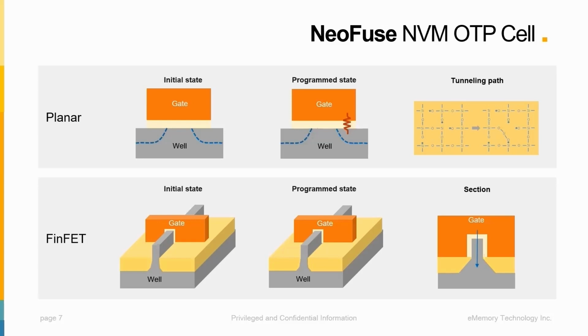For NeoFuse programming, we apply high voltage on the gate terminal and ground voltage at either end of source or drain terminal. This voltage difference will induce a quantum tunneling path for electrons to tunnel through from the gate terminal and be picked up at the source or drain terminal. This path can be preserved in the oxide layer with sufficient voltage and stress time, and even when the power is removed.